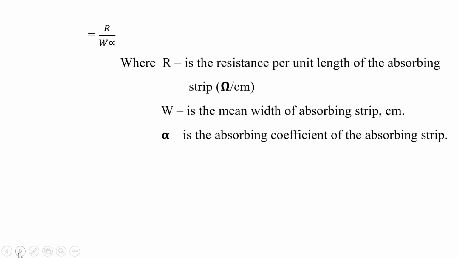K is equal to R upon W alpha, where R is the resistance per unit length of the absorbing strip, W is the mean width of the absorbing strip in centimeters, and alpha is the absorption coefficient of the absorbing strip. That is how we discuss the formula.